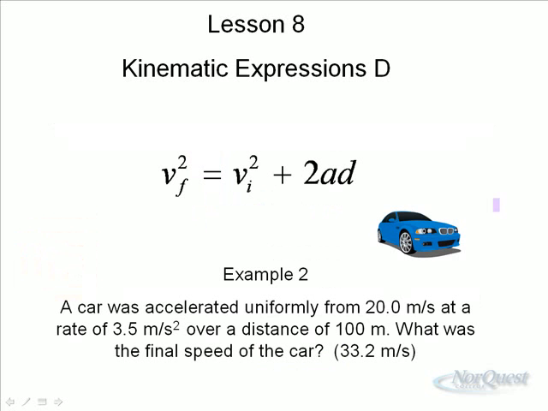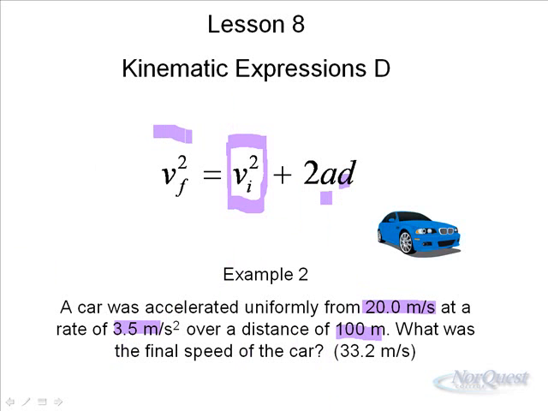Alright, another example with the same formula. A car was accelerated uniformly from 20 meters per second at a rate of 3.5 over a distance of 100. The difference between this and the first example is this time the initial velocity is not 0. It's not at rest. But you do know that it's 20 meters per second. So 20 squared, that's 400. And then times 2 times the acceleration. Acceleration is 3.5 over a distance of 100. And you will get a fairly large number.